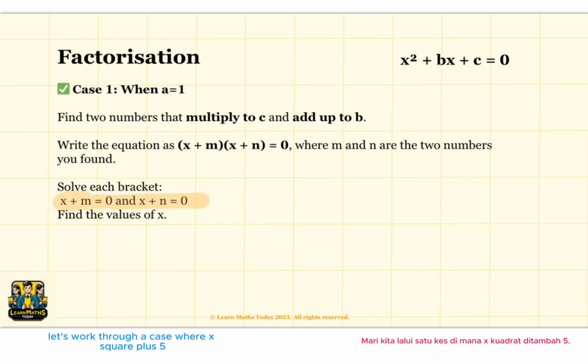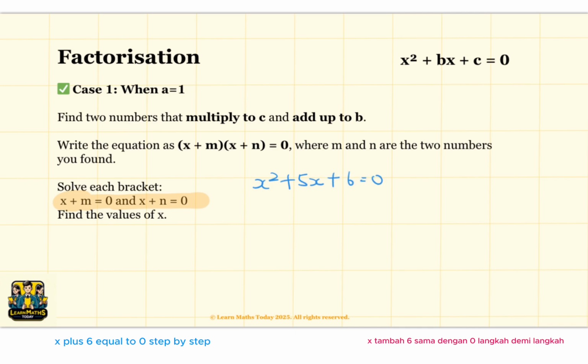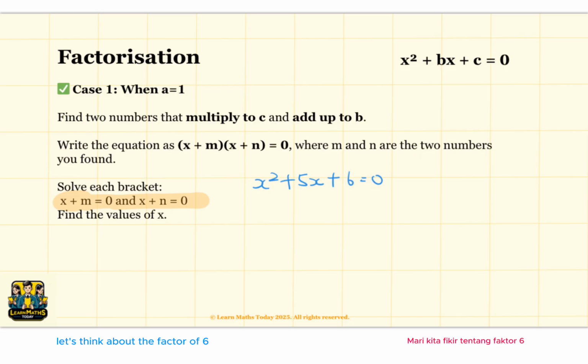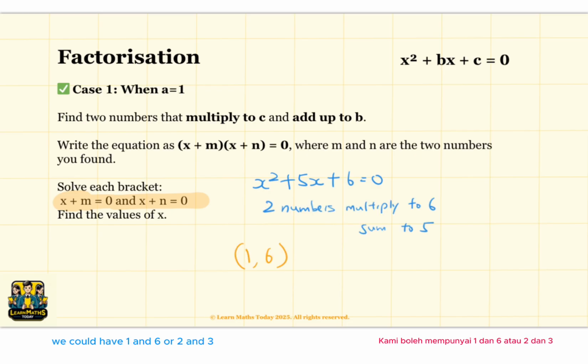Let's work through a case where x squared plus 5x plus 6 equals 0, step by step. We need 2 numbers that multiply to 6 and add to 5. Let's think about the factors of 6. We could have 1 and 6, or 2 and 3. Let's check. 1 times 6 equals 6, but 1 plus 6 equals 7. That's not 5, so that doesn't work.